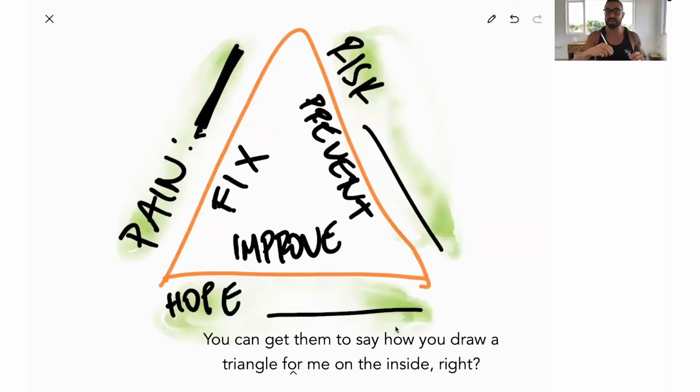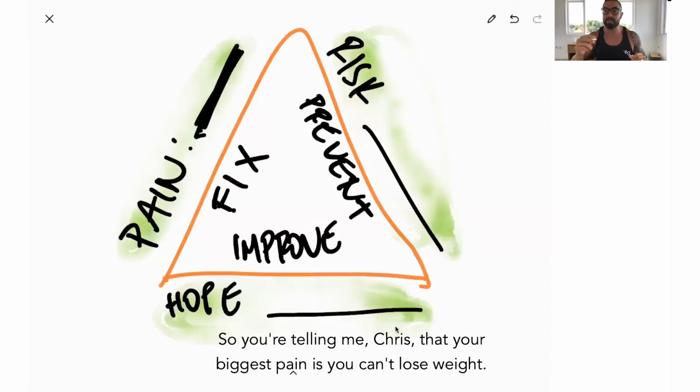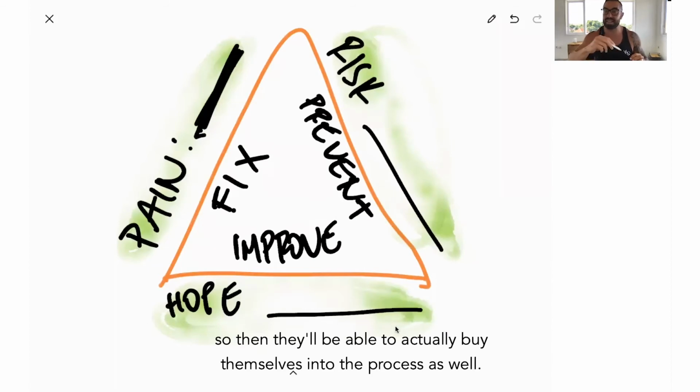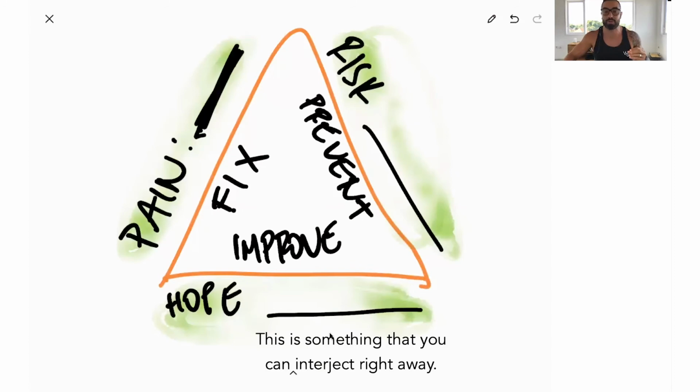You can get them to say, hey, draw a triangle for me, and on the inside, write fix. What's the biggest pain? Okay, cool. So you're telling me, Chris, that your biggest pain is you can't lose weight. Cool. Can you write 'can't lose weight' on the side? And then they do this. So then they'll be able to actually buy themselves into the process as well. This works like absolute gangbusters, especially with what's going on right now. This is something that you can interject right away.